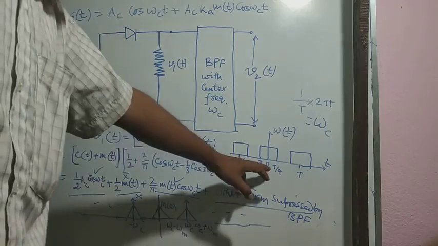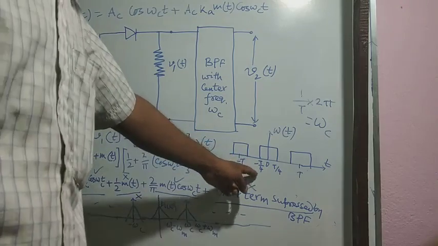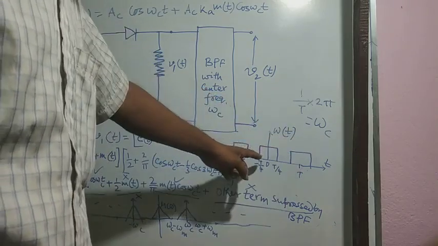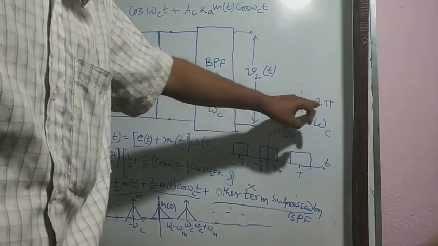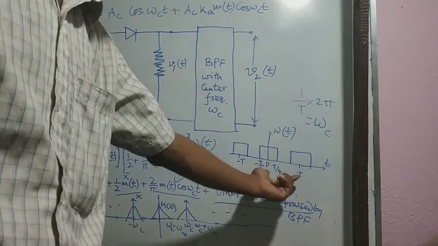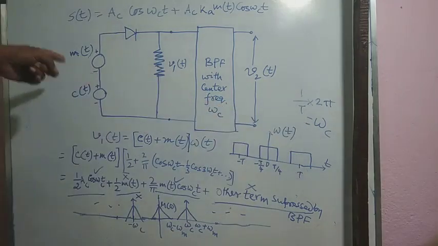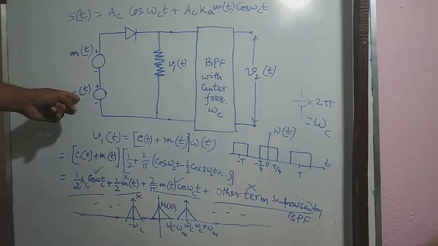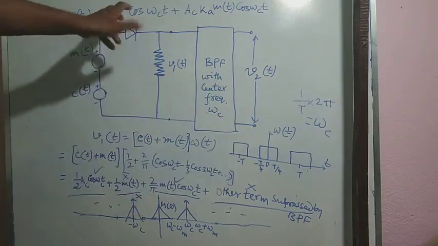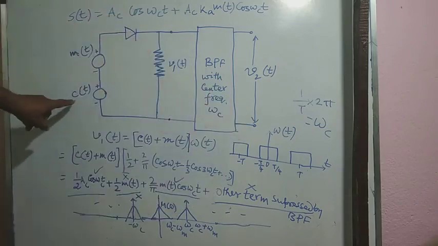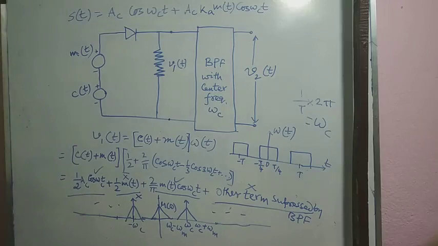Therefore, this switching, indicated by this waveform, has a frequency of 2 pi into f, that is 2 pi into 1 by T, the time period. We can approximate it as omega c. This is the waveform of this switching. We are approximating it to omega c, the frequency of the carrier, as switching mainly depends on the carrier frequency.